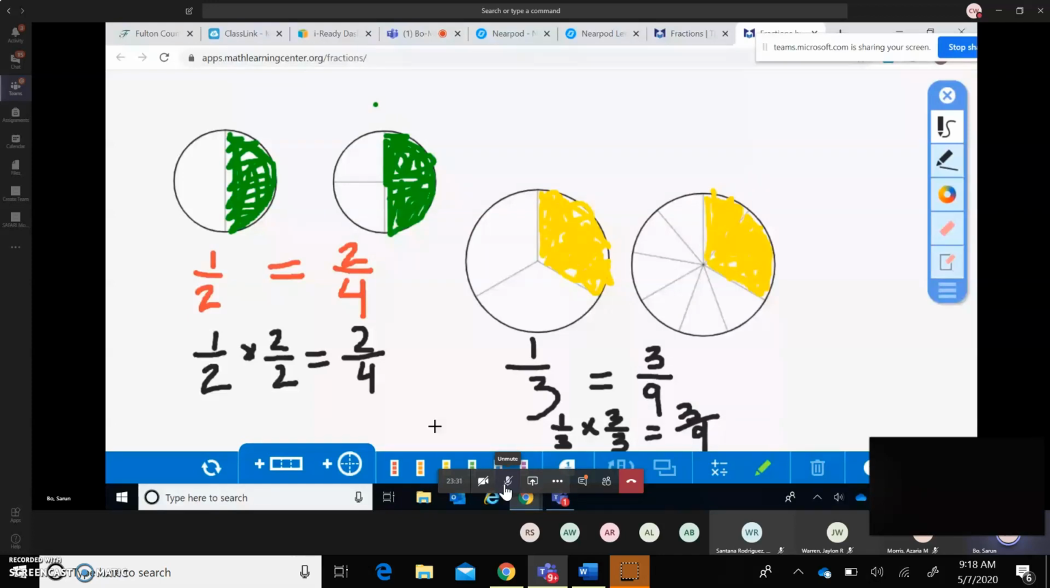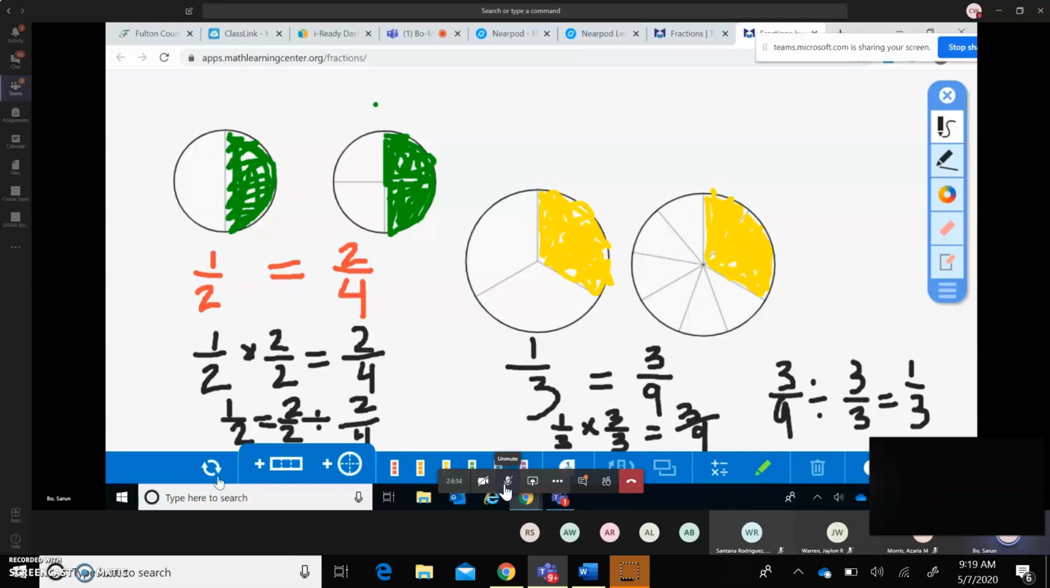And you can do it in reverse. You can do 3/9 divided by 3/3, and it will give you 1/3. Okay? Same thing with 2/4. Let's go right to the fraction to show the reverse. There you go. Okay? Voila.